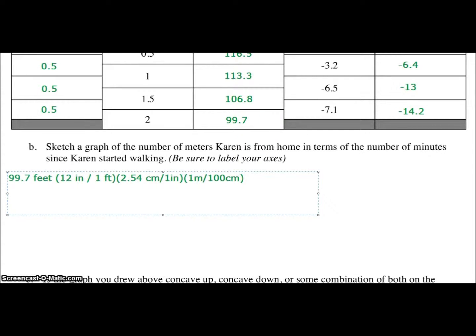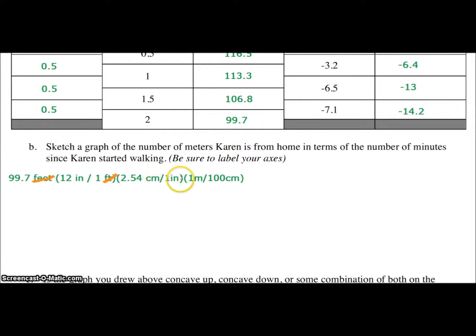Okay, so we know that there are 12 inches in 1 foot. So if we multiply 99.7 feet by this factor, we're really just multiplying by 1 because these are equal. 12 inches is equal to 1 foot. Furthermore, we get our units to cancel out here. And then we move on.